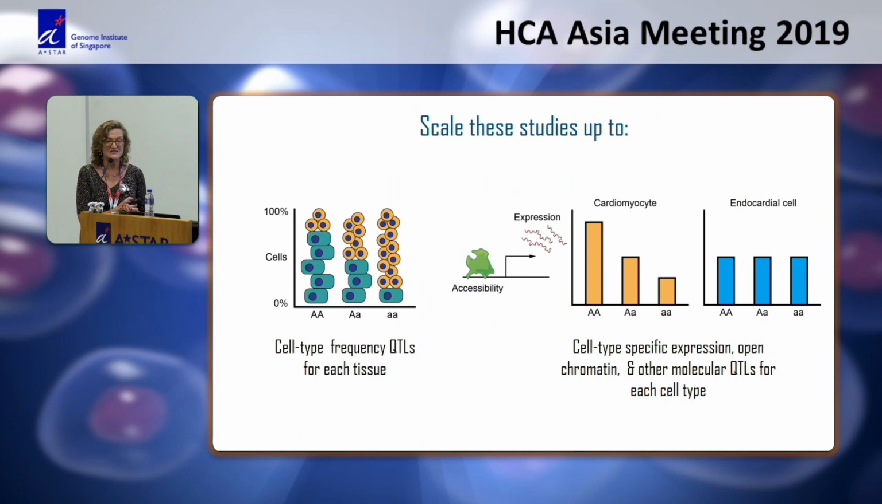But what we want to do is really to scale that up. 3 donors isn't enough. We really want to scale those studies up in tissues so that we can look at these QTLs that range from cell type frequency QTLs across the tissues to cell type specific expression, open chromatin, and many other molecular QTLs across those cell types.